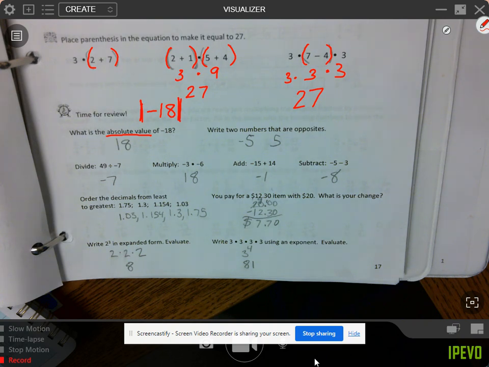49 divided by -7 is -7, because a positive divided by a negative will be negative. Multiplying -3 times -6, and a negative times a negative will be a positive. So 3 times 6 is positive 18. Adding -15 and 14. So remember, on that number line, if we are at -15 and we are adding, we're going to the right. So if we go to the right 14 places, we end at -1.